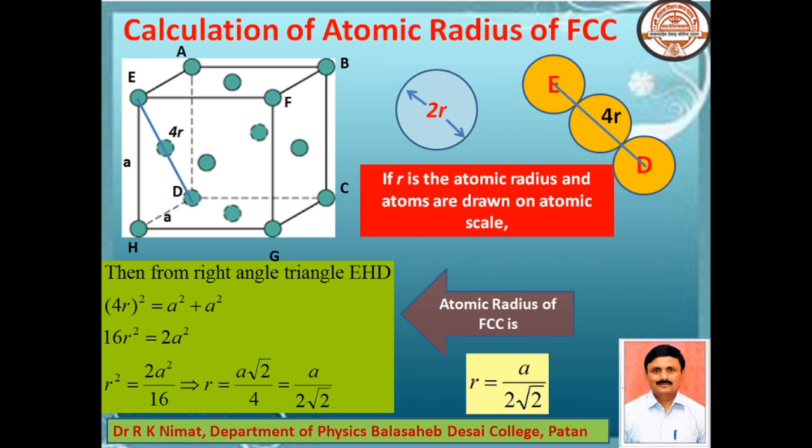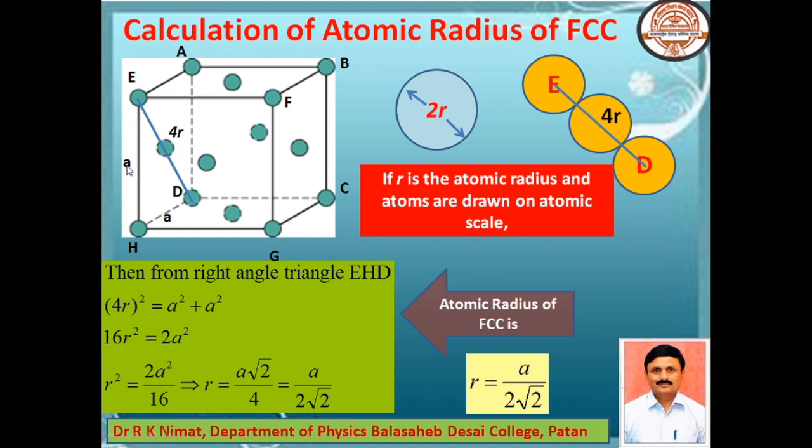Now here the neighboring atoms are face centered atom and corner atom, and therefore if you take the face E, A, D, H, the diagonal of the face ED will be equal to 4r if you draw the atoms on their atomic scale. So the distance between the centers of atom E and atom D will be equal to 4r. This is one of the edges of the face centered cube, which is a, and this is the other edge which is also a.